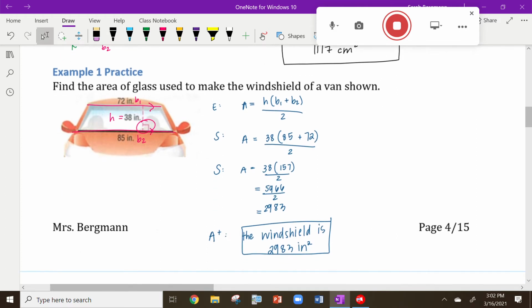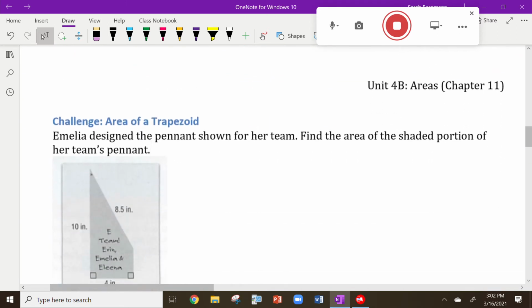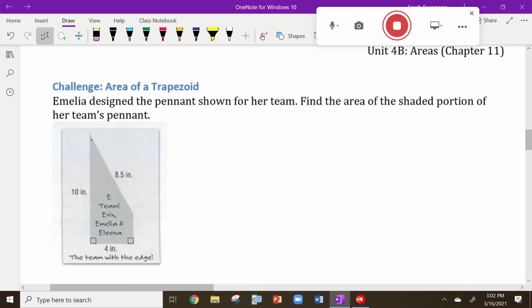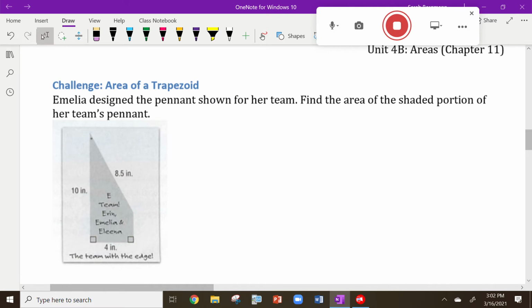Now we're going to do a challenge problem. It says Amelia designed the pennant shown for her team. Find the area of the shaded portion of her team's pennant. So first off, I noticed that this shape is a trapezoid. Now, it did not give me the length of both bases. I know this base is 10 inches, but I do not know the length of the other base.